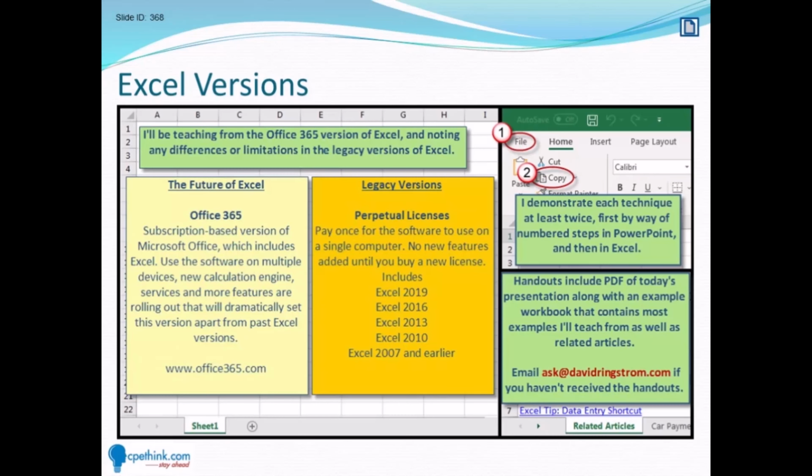With regard to my training style, you'll see that I will show you everything at least twice. I'll first walk you through it on the PowerPoint slides, which are very detailed and have numbered steps. Then I'll go to the Office 365 version of Excel and carry out those techniques firsthand. The handouts for today do include a PDF of today's presentation as well as the example workbook. Also within that example workbook is a related articles tab that has links to articles I've written that relate to today's material. So I do try to leave you with a lot of takeaways from choosing one of my presentations.